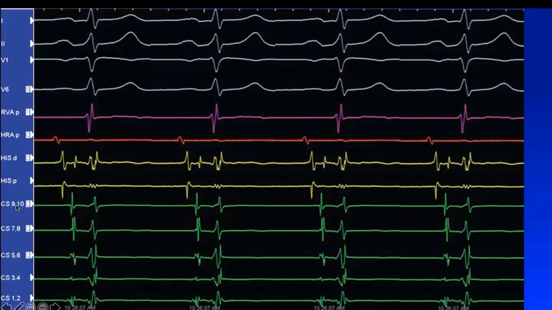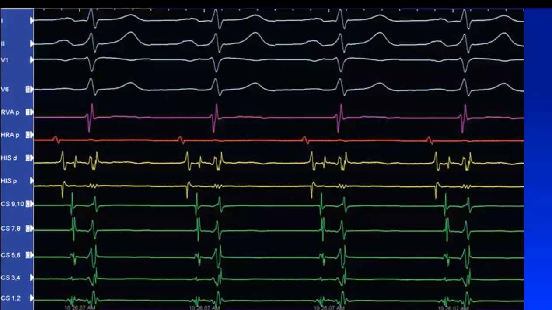CS 9-10, is that proximal or distal? That is proximal, 9-10 proximal, 1-2 distal. CS 1-2 is distal, and CS proximal is closer to the septum, closer to the middle of the heart, and CS 1-2 is usually distal toward the left atrium.